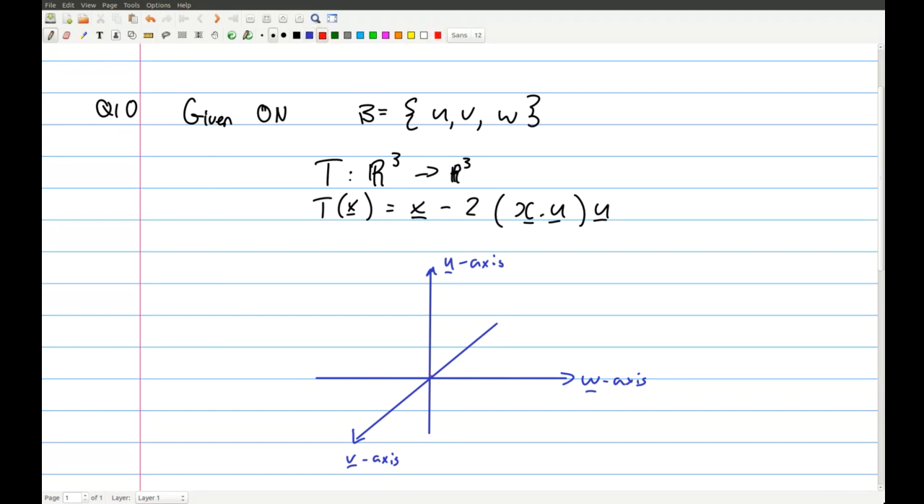The vectors u, v, and w are going to be pointing, say, this way, and this way. They're unit vectors. They point in 3 different directions. They're all perpendicular to each other, and so on.